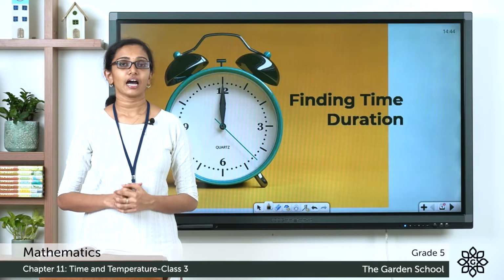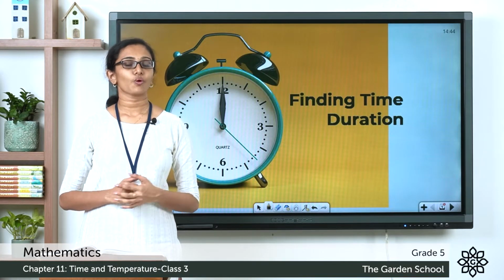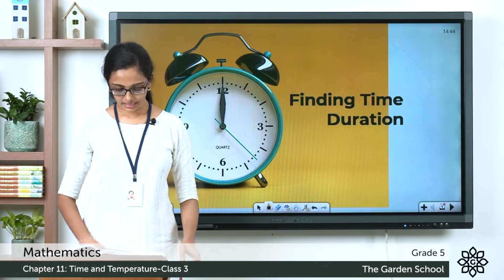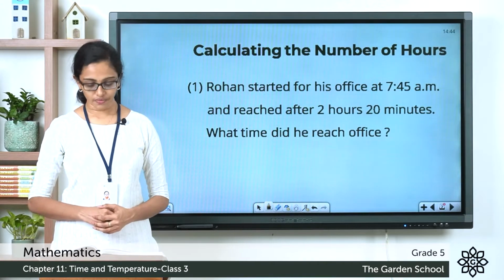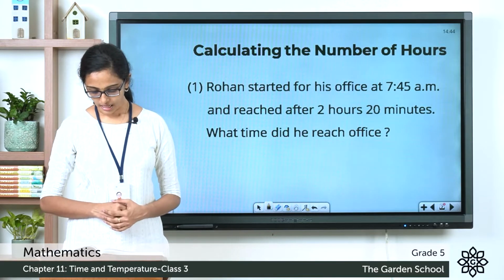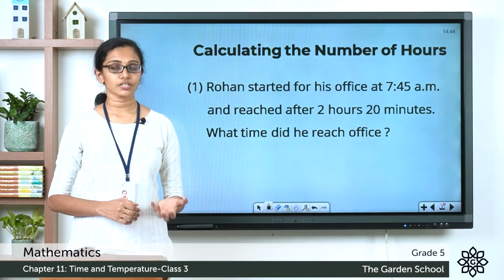Today, let's learn how we can find out the time duration of some event. Let's move on to the examples. The first question is, Rohan started for office at 7:45 a.m. and reached after 2 hours 20 minutes. What time did he reach office?